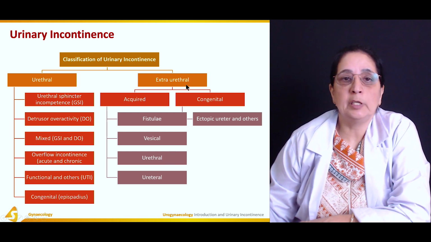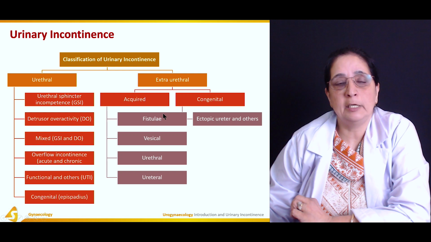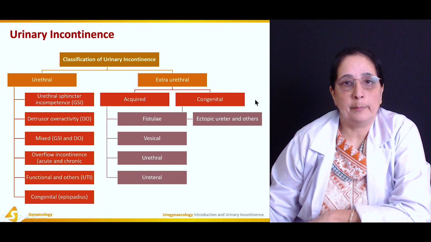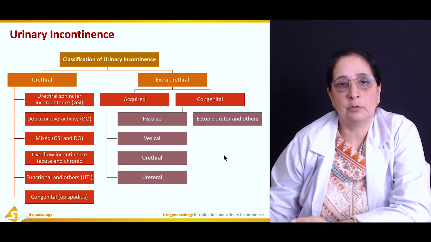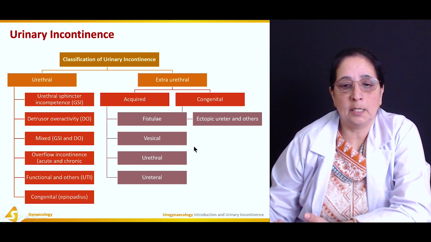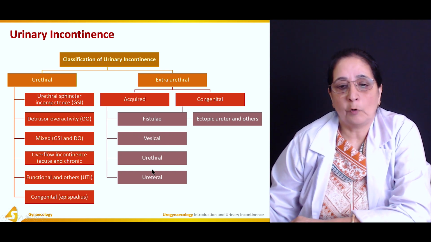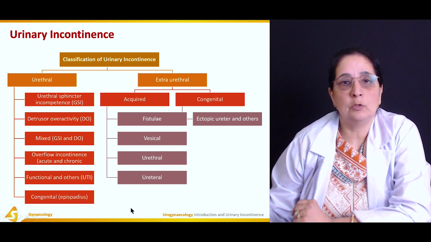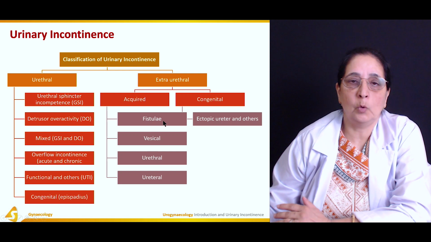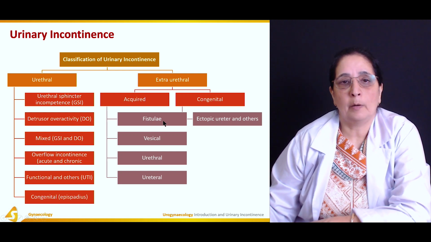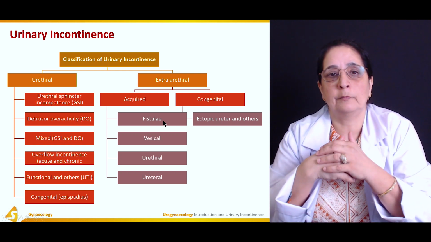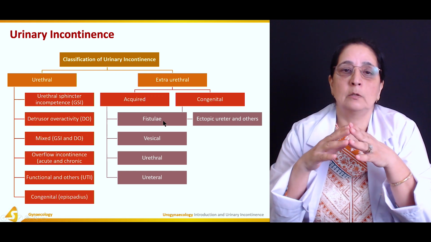Then some extra-urethral causes can be divided into acquired or congenital. Congenital are by birth, and acquired are through some abnormalities. Acquired can be due to problems in the bladder, then problems in the urethra, and it can be due to problems in the ureters. And fistulas. Fistulas are openings that are formed; a junction between two organs leads to fistula formation, and that can also lead to incontinence.